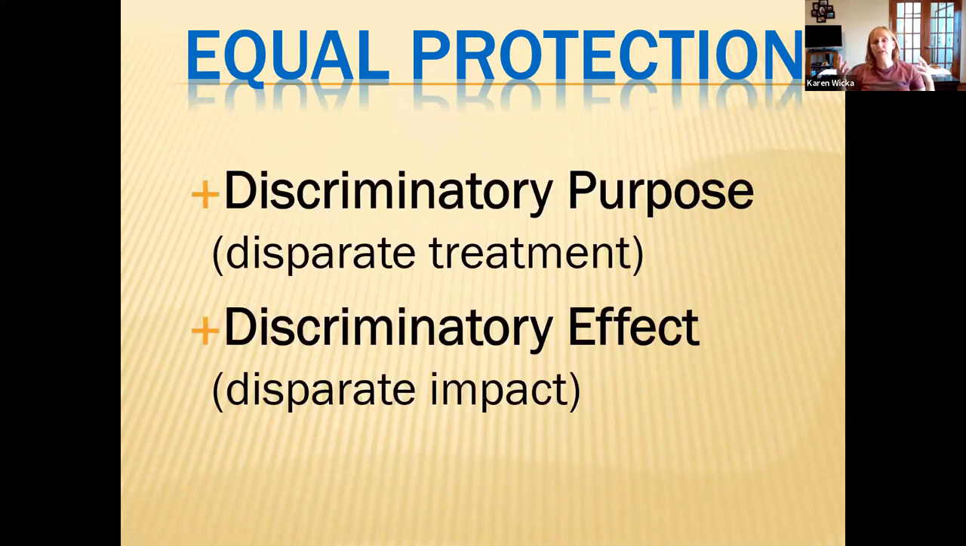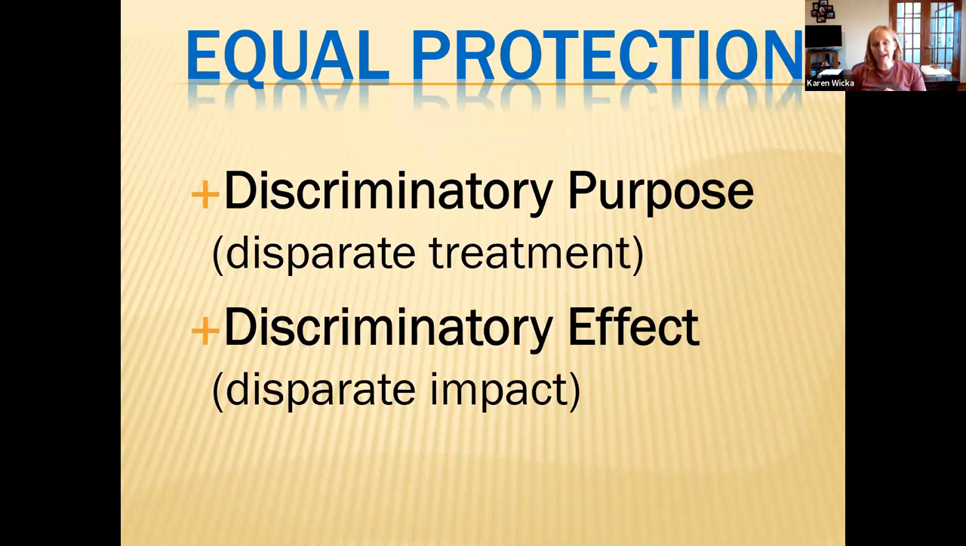Now, when you look at a law and you're deciding, does that law disproportionately affect one group over another, or is everybody treated equal? You look at two different things. Discriminatory purpose: was the law written specifically to treat certain people different? Disparate treatment: so my example of alcohol and females and males, its sole purpose was to keep females from drinking. That's disparate treatment, okay?